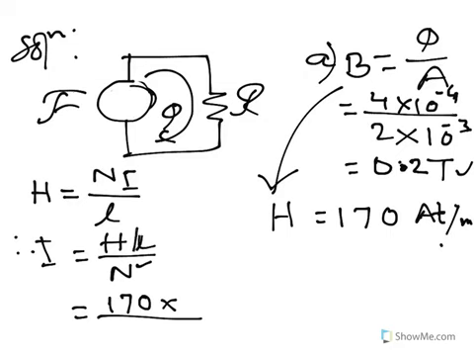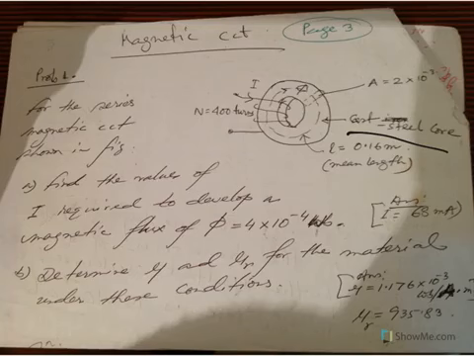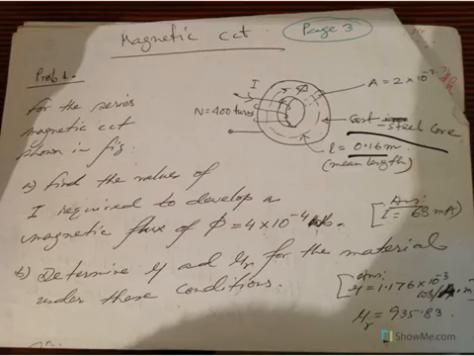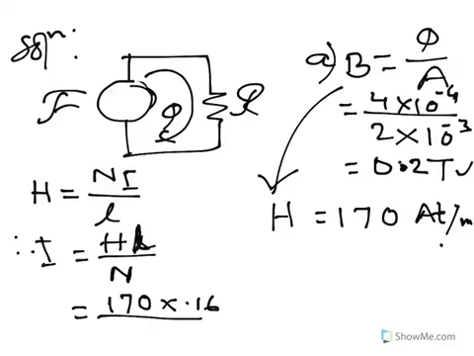The L value, if you go back, is 0.16, and N value is given in the problem as around 400. So if you substitute 400 here, then you are going to get the final answer, which is 68 milliampere. So this is our answer.